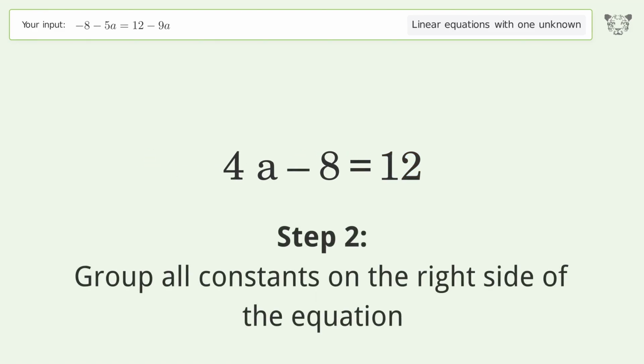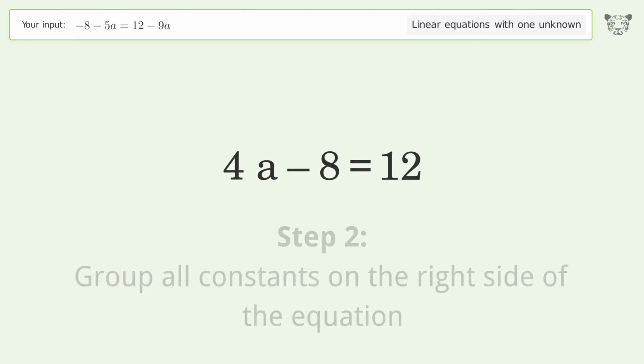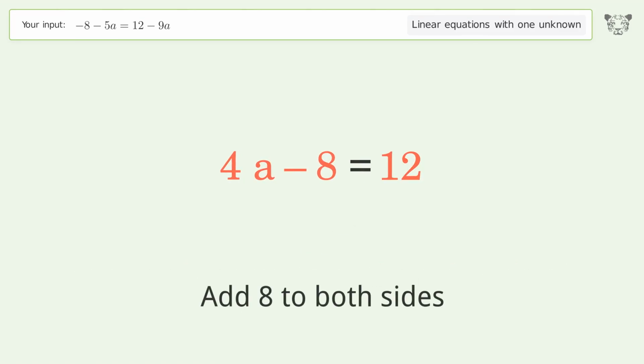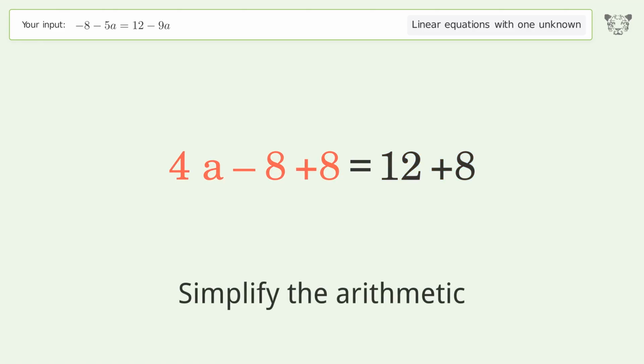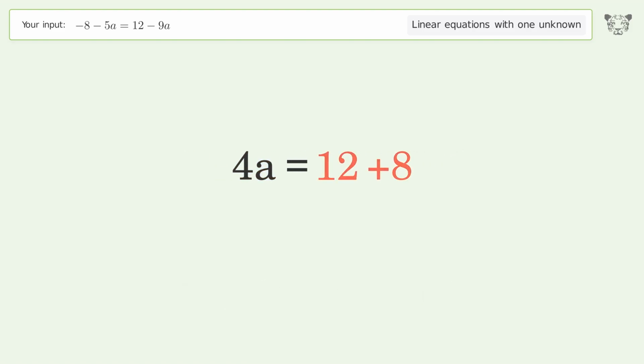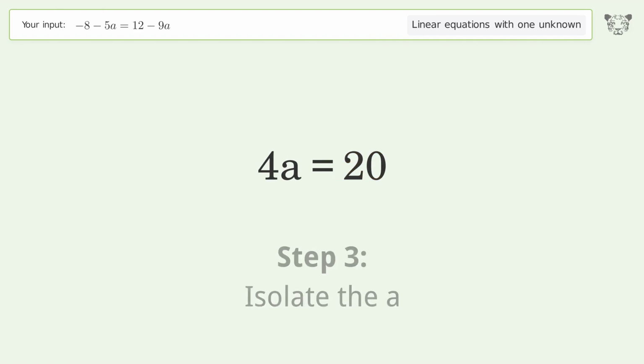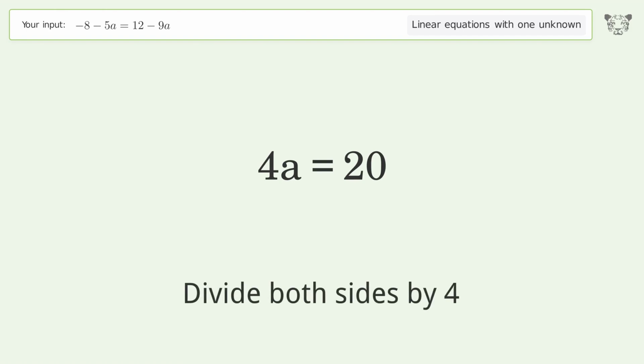Group all constants on the right side of the equation. Add 8 to both sides. Simplify the arithmetic. Isolate the a. Divide both sides by 4.